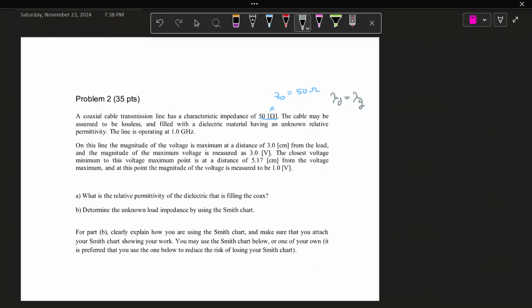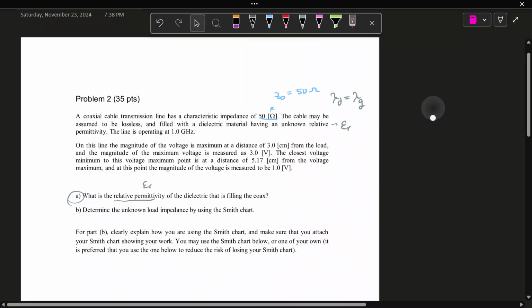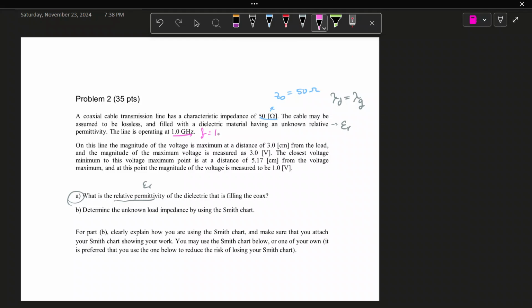It says the line is filled with a dielectric material having an unknown relative permittivity. That's epsilon r, which in the first problem here we had to solve for. But we're getting ahead of ourselves. Let's keep reading this problem. It says the line is operating at 1 gigahertz, which is the frequency.